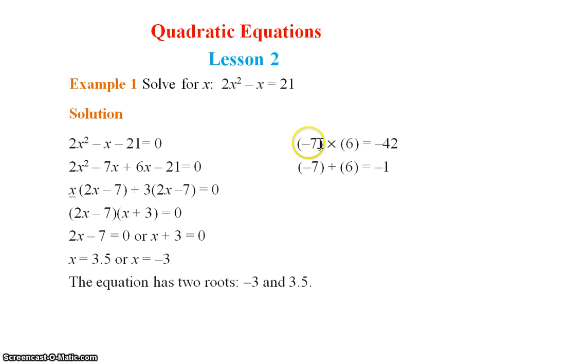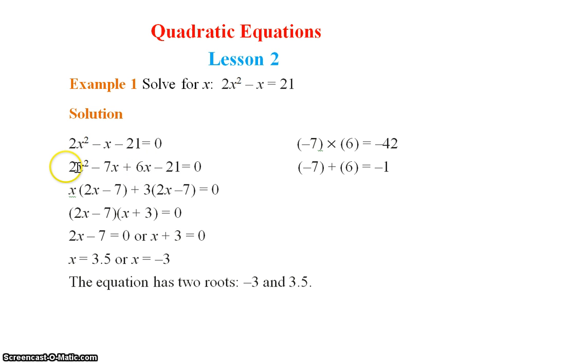The numbers are minus 7 and 6, because minus 7 times 6 is negative 42, and minus 7 plus 6 is negative 1. We need these two numbers in order to split the middle term. Instead of minus x, we can write minus 7x plus 6x.